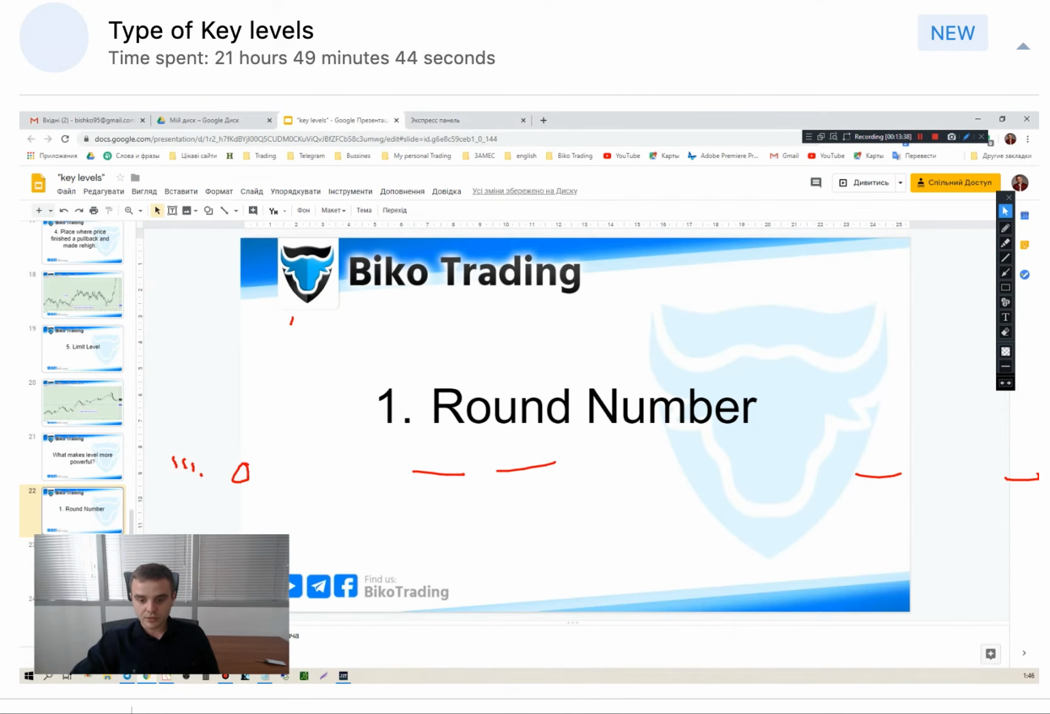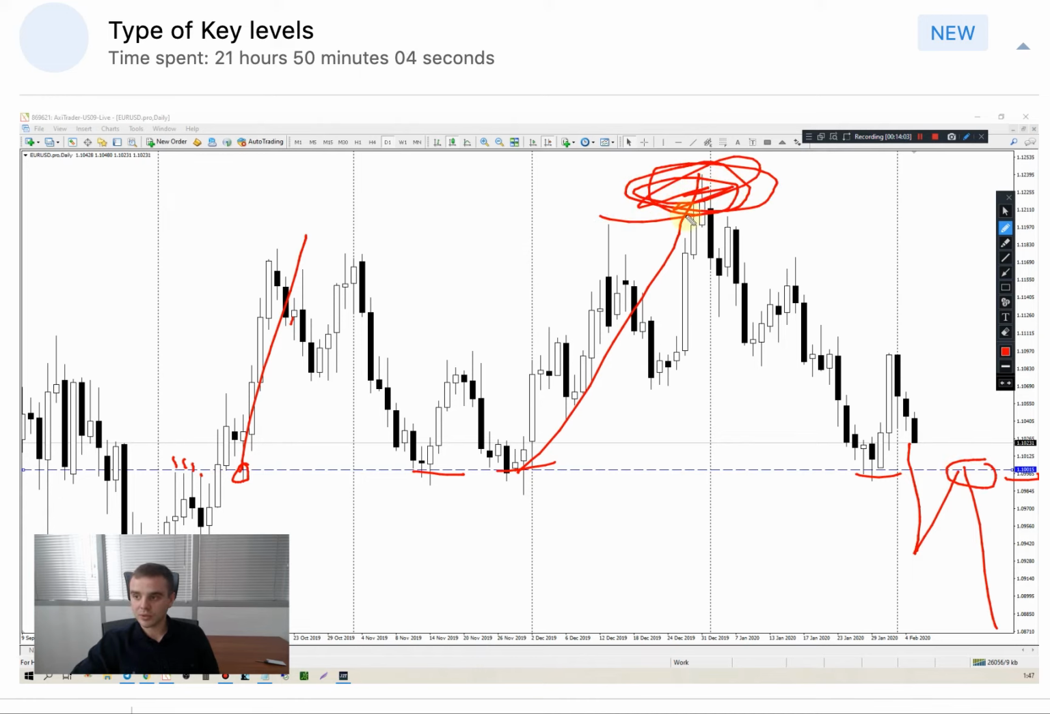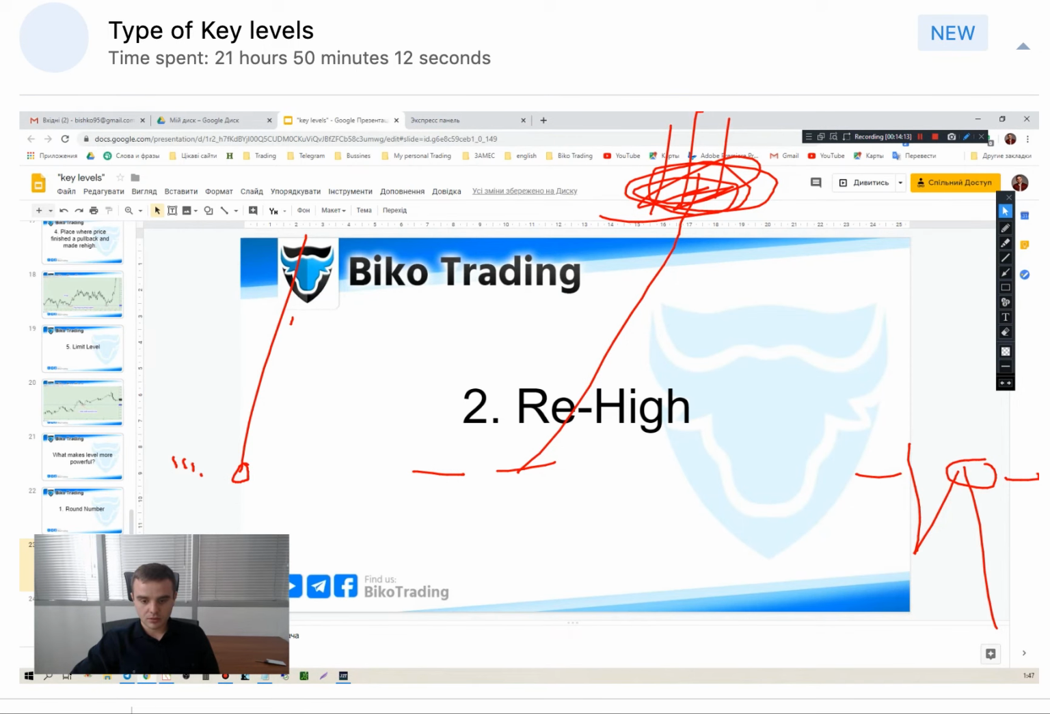Friends, let's go to another type. Re-high. If we trade some key level, for example, sometimes when you want to trade a mirror level, what makes it more powerful? When, as you see, price made every high from this level, like here, and when price breaks it down, it will make this level powerful. Why? Because so many traders have their volume here, so many traders opened buy positions because they thought price would continue its uprise.